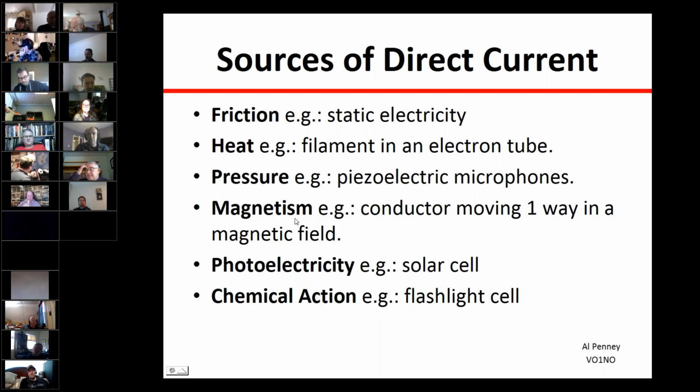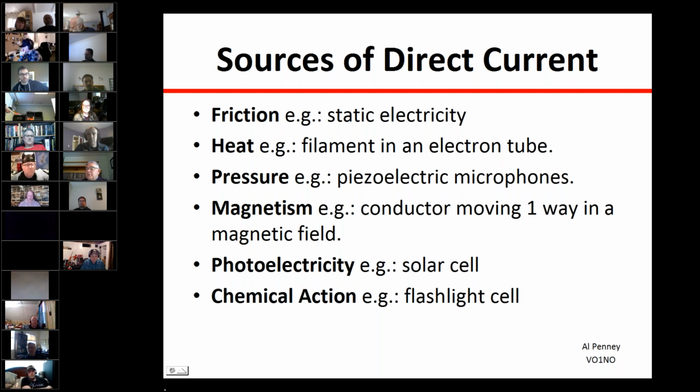You can get it from magnetism. We take a conductor and we move it one way through a magnetic field. As long as it's moving only one way, then it's direct current. If we change the direction that it's moving, then we're going to change the polarity and then we generate AC. We'll talk more about that later.